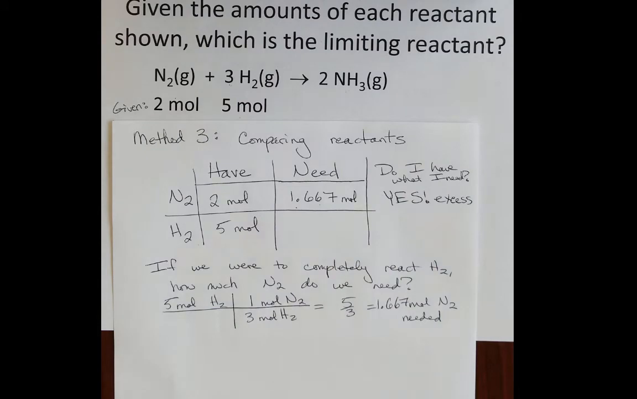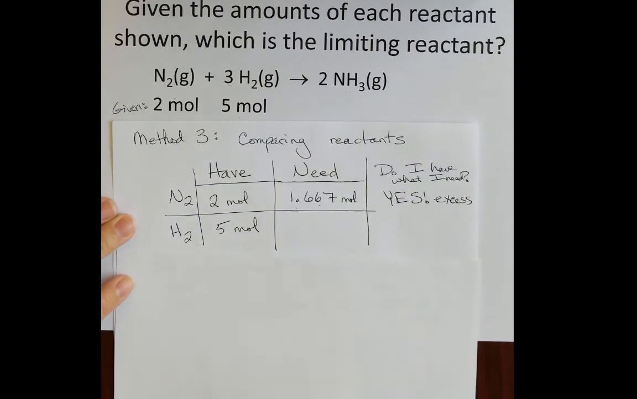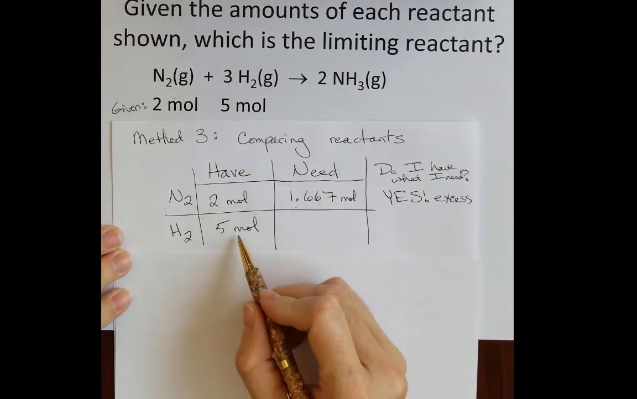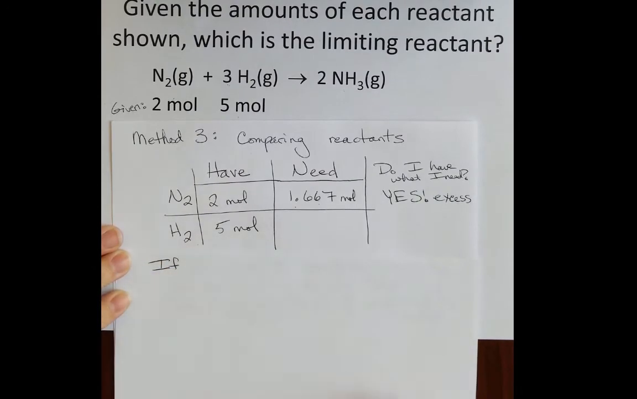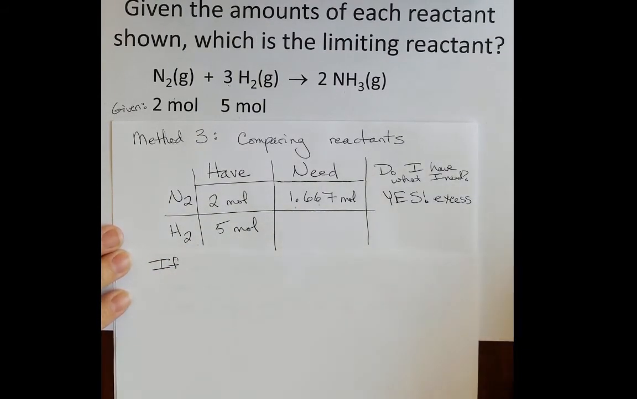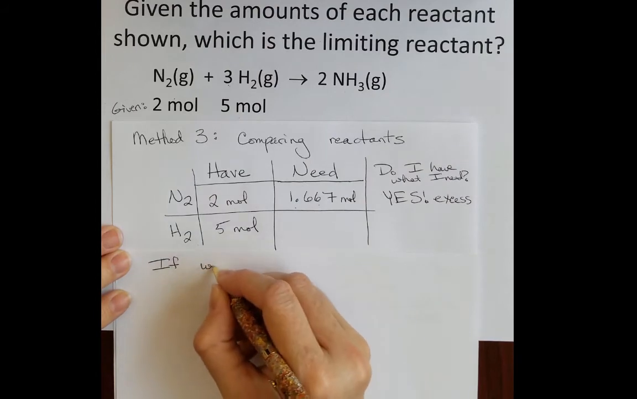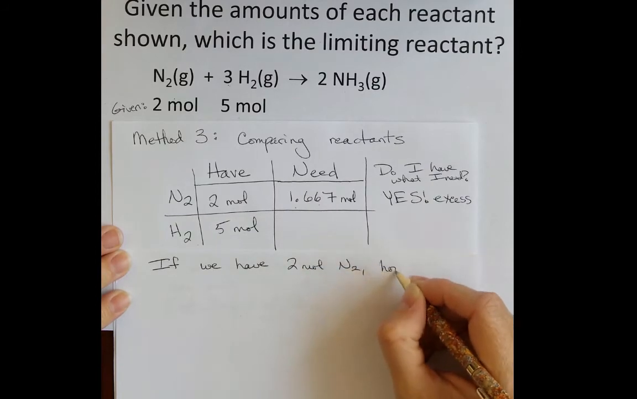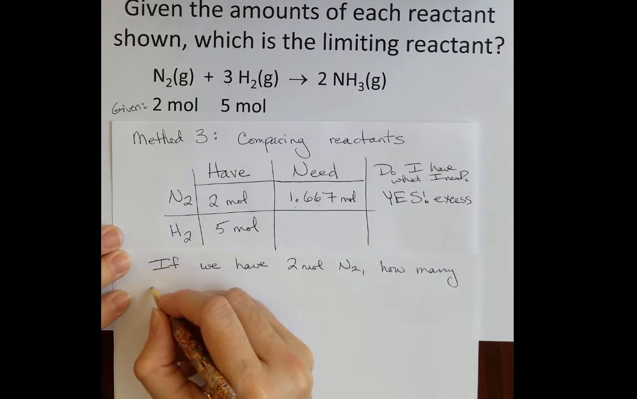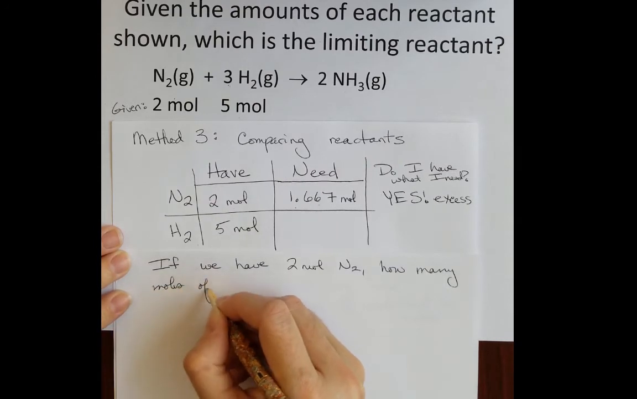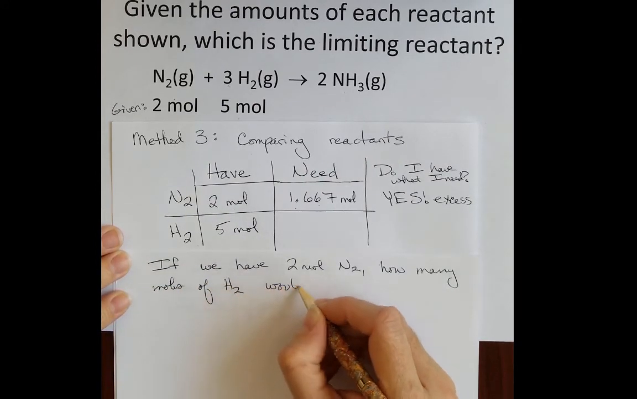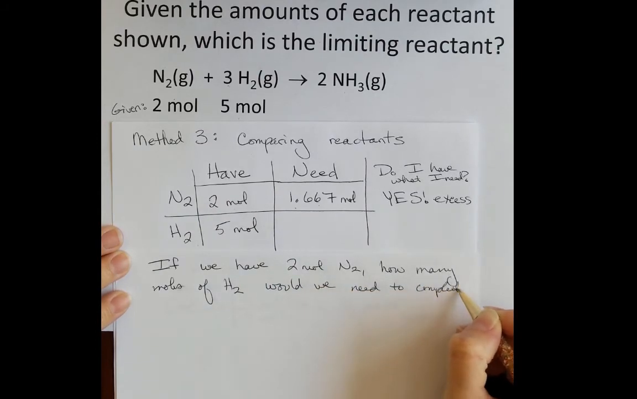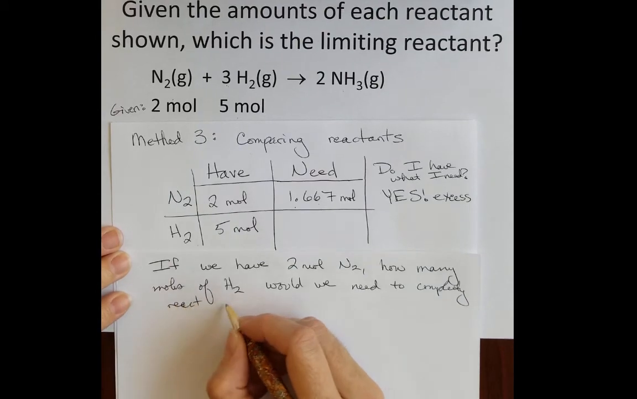Now I'm going to go ahead and finish the table, in part because it'll bother some people if I don't. So in order to figure out the need column for hydrogen, I'm basically going to ask myself the opposite question. This will also show what would have happened if you had done it the other way. So if we have 2 moles of nitrogen, how many moles of hydrogen would we need to completely react the nitrogen?